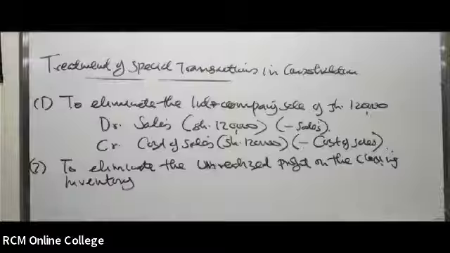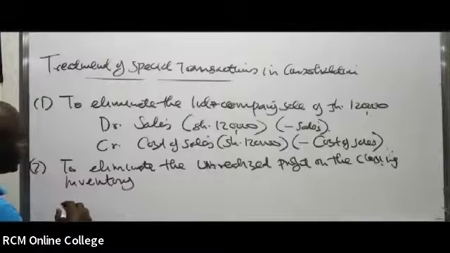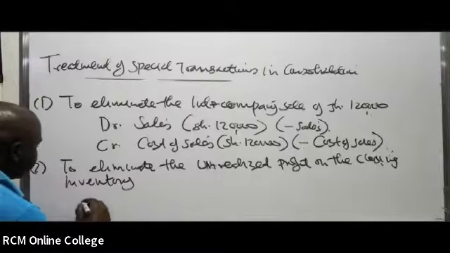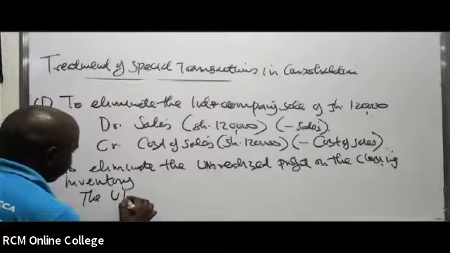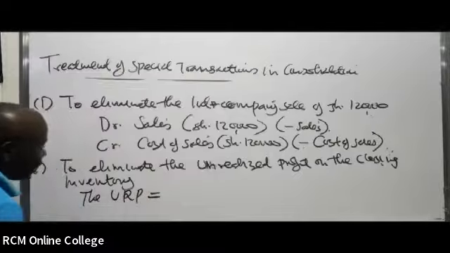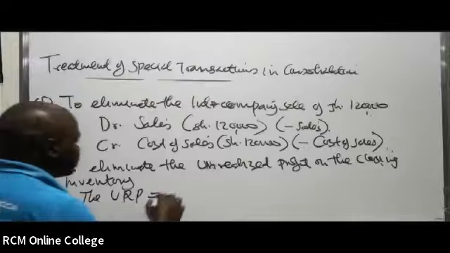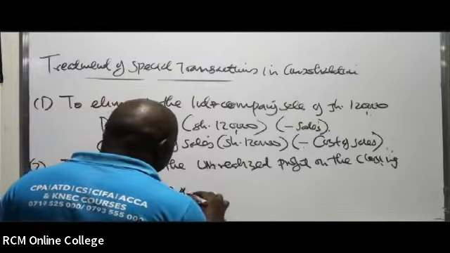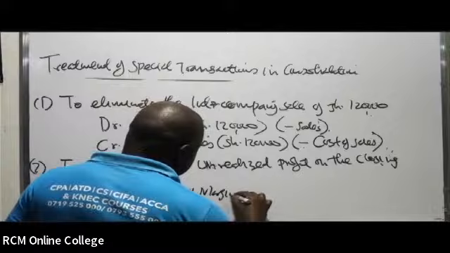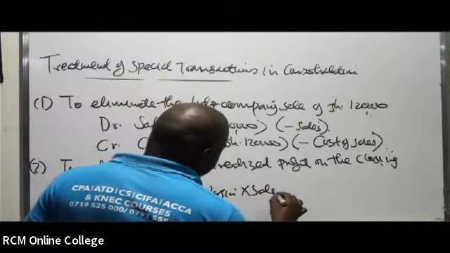So in this case, you are supposed to calculate it. The unrealized profit, the URP, is equal to the profit margin multiplied by the sales. So the URP is equal to the profit margin, you multiply by the sales.